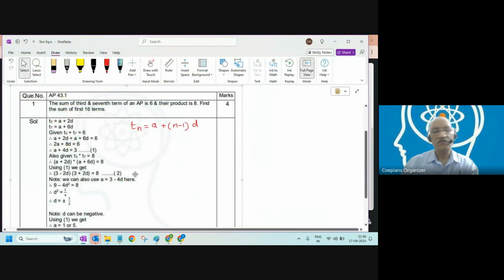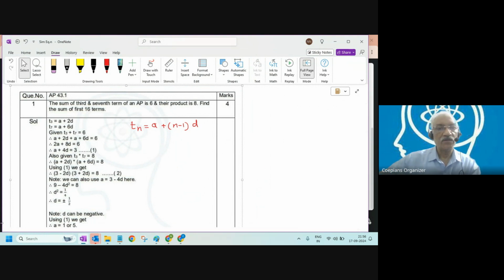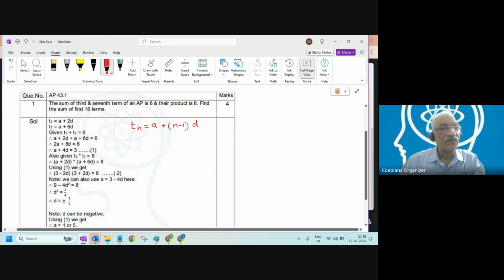Hello friends, we are going to look at this interesting problem which was recently given to you. Let me read this particular problem for you. It says the sum of the third and seventh term of an AP is 6 and their product is 8. So we have to find the sum of first 16 terms.